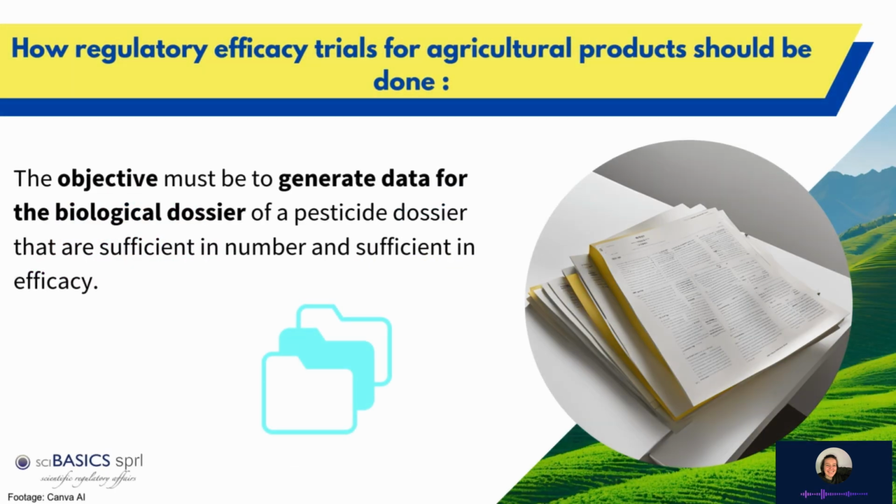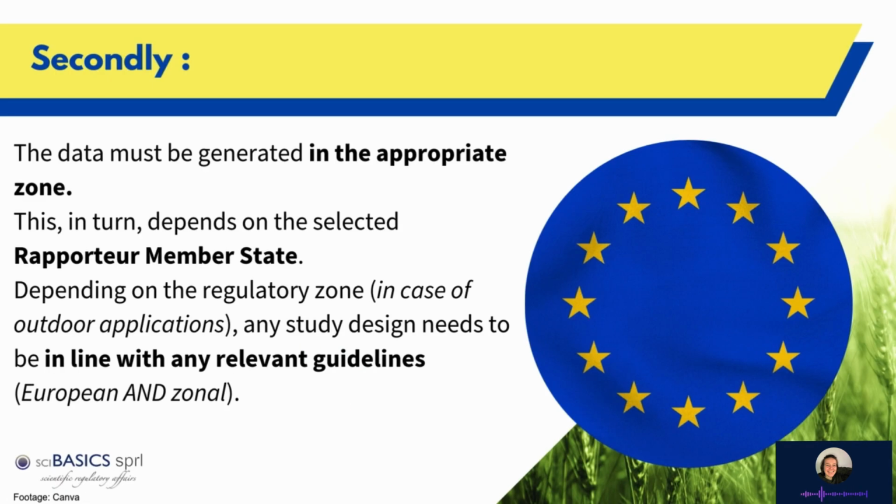Next, let's look at how regulatory affairs for agricultural products are done, or at least should be done. Firstly, the objective must be to generate data for the biological dossier of a pesticide dossier that are sufficient in number and sufficient in efficacy. Secondly, the data must be generated in the appropriate zone. This, in turn, depends on the selected rapporteur member state. Depending on the regulatory zone, in case of outdoor applications, any study design needs to be in line with any relevant guidelines on the European and zonal level.